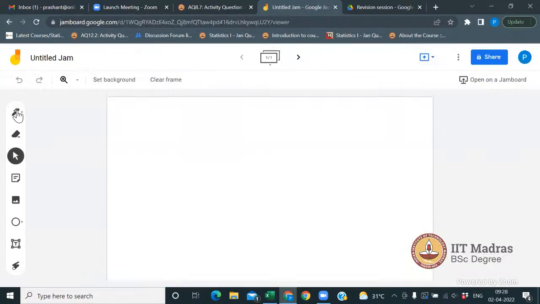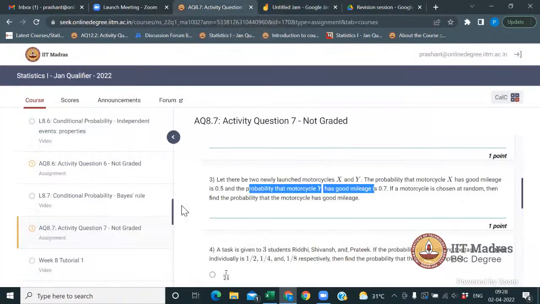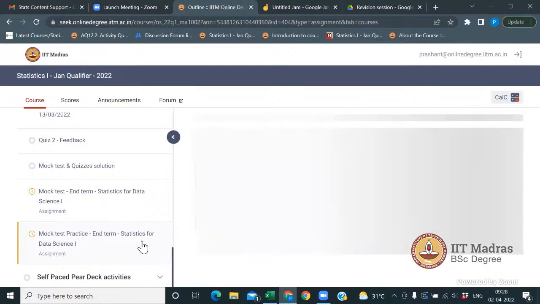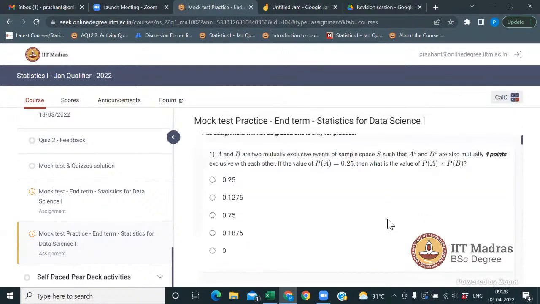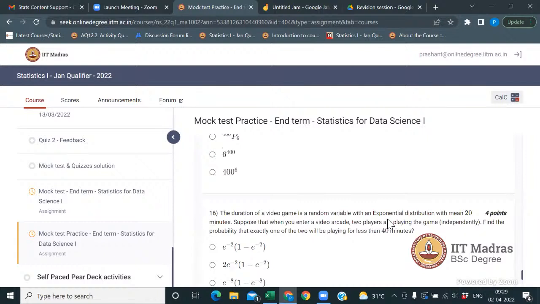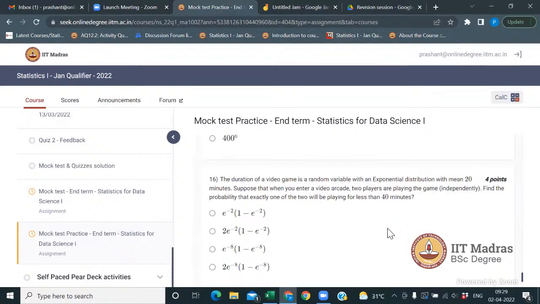Anybody? Sir, in the mock test, question 16, I'm unable to solve it. Which one? The 16th question in the mock test, the exponential probability one. In the timed or the practice one? In the same one. Okay. First, have you watched the lecture video of uniform and exponential? No, it was the last question and time was up. It's similar to a graded assignment question.